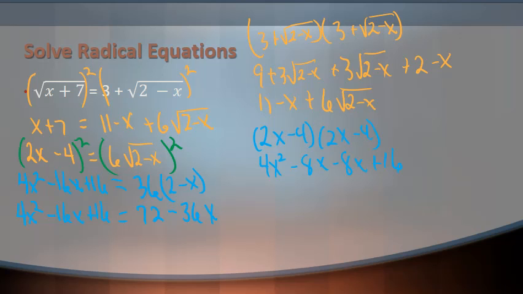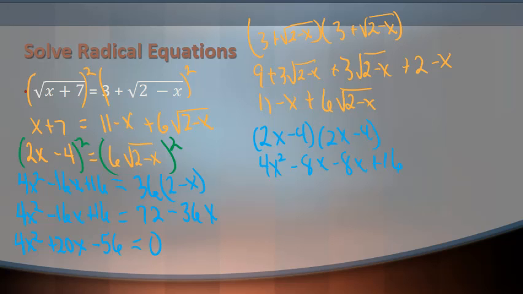Now I'm going to set the equation equal to 0, so I'm going to subtract 72 and add 36x to both sides. So I still got 4x squared. Let's see, when I add 36 to negative 16x, that's going to give me plus 20x. And when I subtract 72 from 16, oh, that's going to give me negative 56. And that's now going to equal 0.